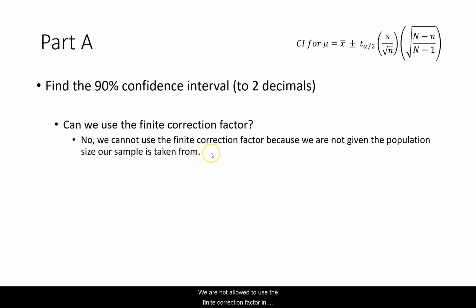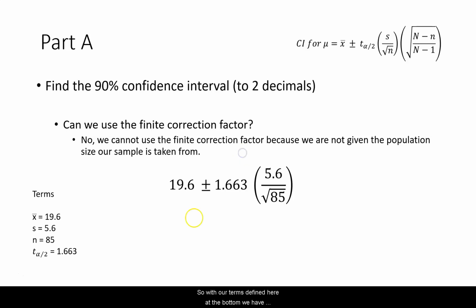We are not allowed to use the finite correction factor in this calculation because we are not given the population that our sample size is taken from. So with our terms defined here at the bottom, we have x bar equal to 19.6, s, our sample standard deviation, equal to 5.6. We have little n, our sample size, as 85, and our t-score of alpha divided by 2, which we found to be 1.663.